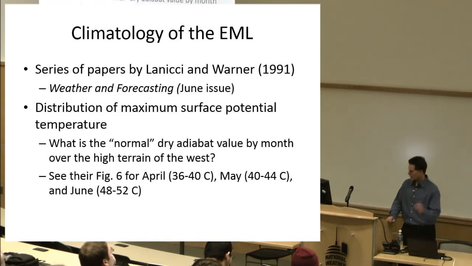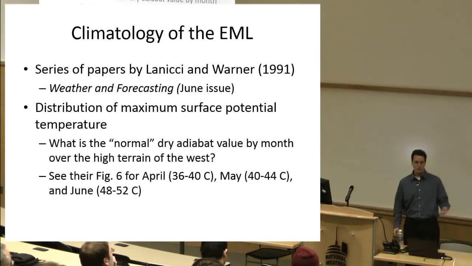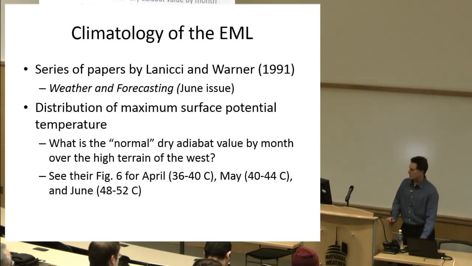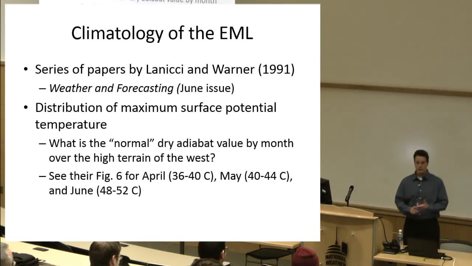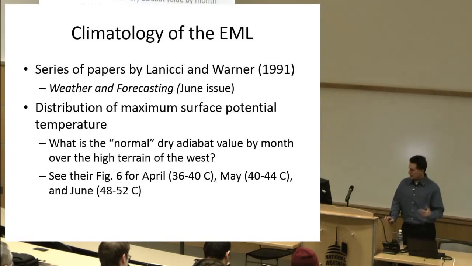and then what does that mean downstream? And again, I give the reference to the Lanicci and Warner paper, which many of you probably have never seen, from the early 90s. It was probably the best climatology that I've seen. Now, the important thing here is I focus on their figure 6, where I'm looking at these potential temperature values. What's the value of a dry adiabat in that mixed layer? Because these are dry adiabatic layers, and what's the value of that dry adiabatic layer as we go from April to May to June? How much does it warm?